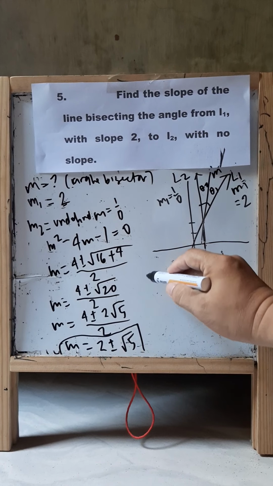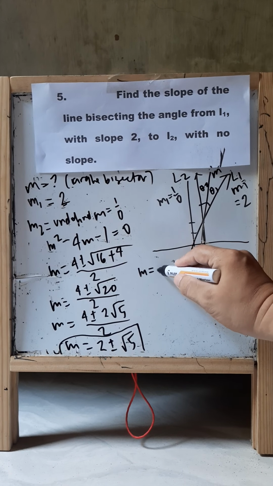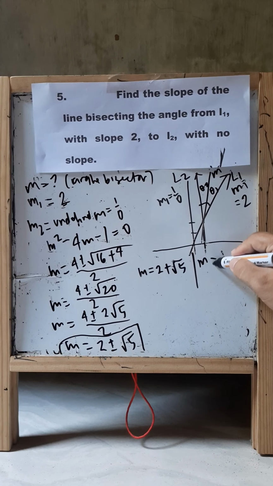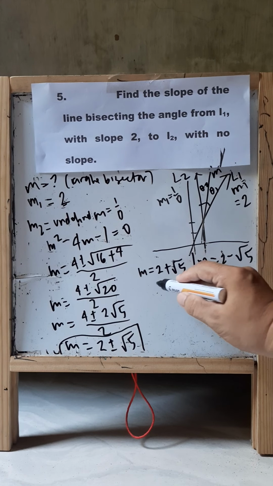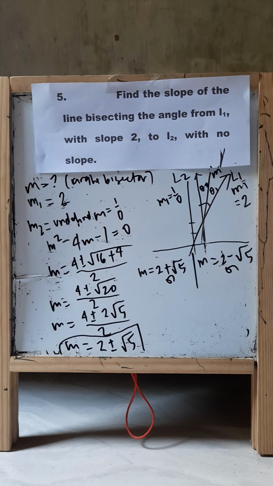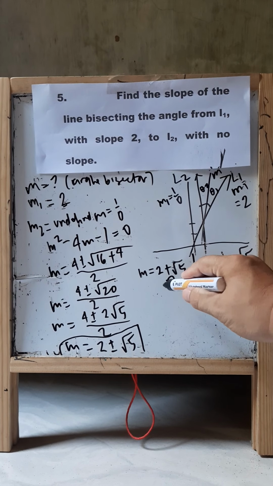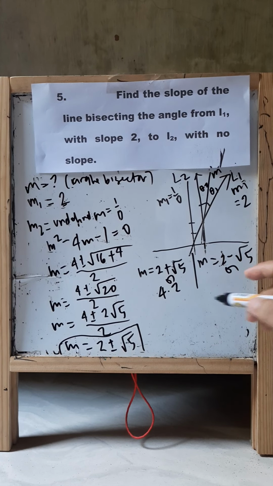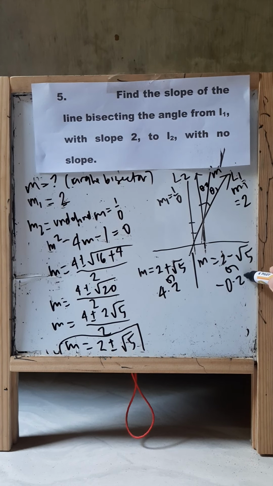But since there are two values of the slope, which are 2 plus square root of 5 and 2 minus square root of 5, let us determine their equivalent decimal form. 2 plus square root of 5 is 4.2, while 2 minus square root of 5 is negative 0.23. So which slope are we going to choose?